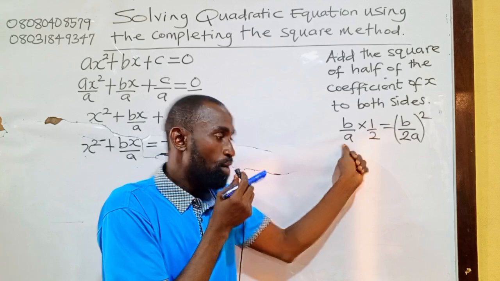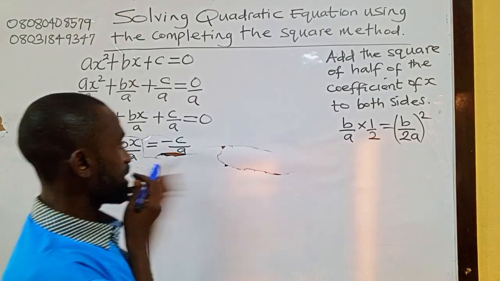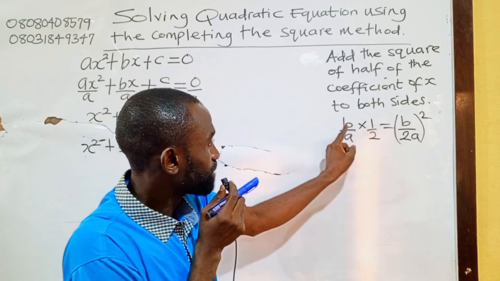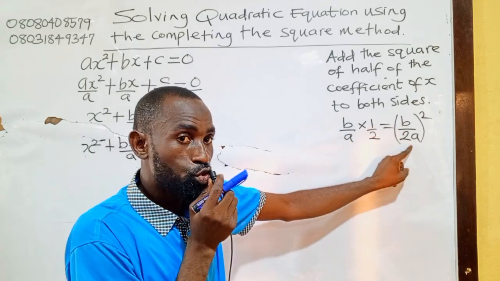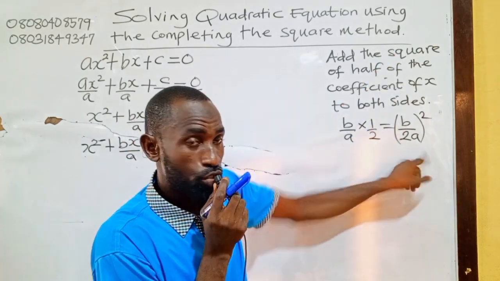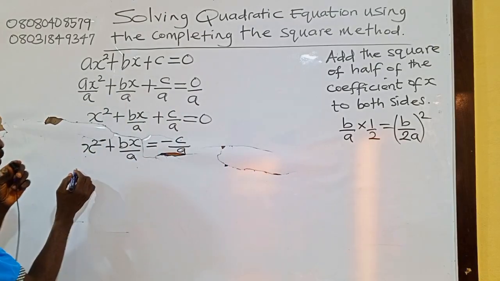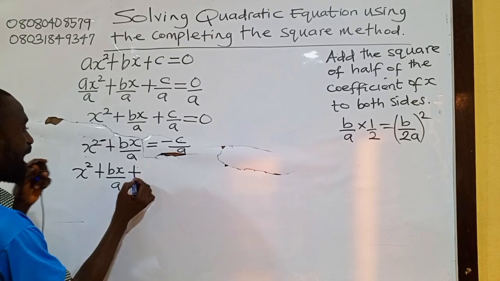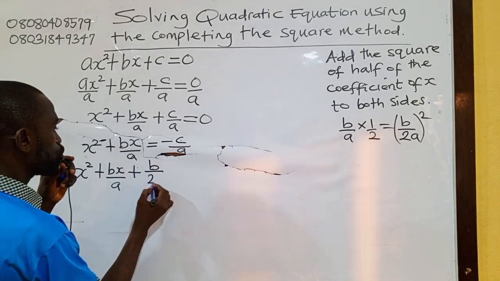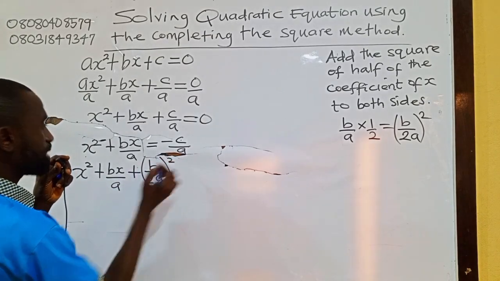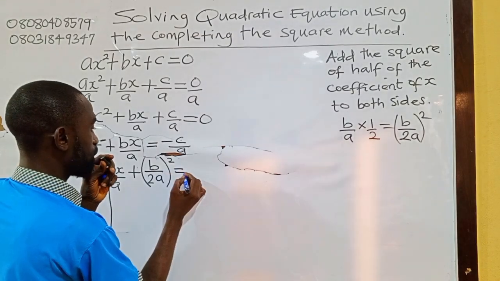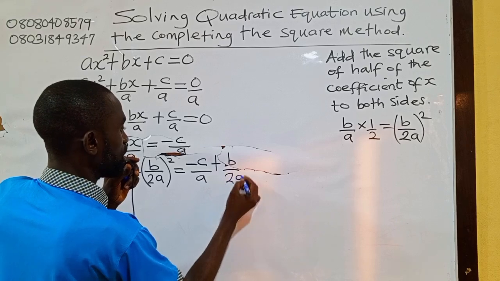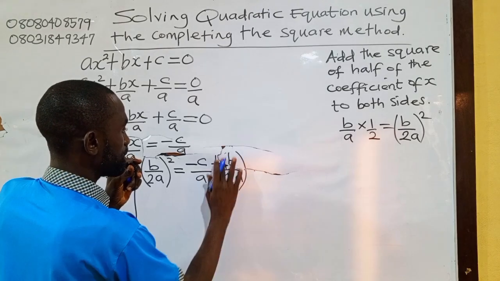Half means times half. What is the coefficient of x? b over a, so half b over a here. Half of it is what now? Times half, so 1 times b, a times c is what now? 2a. But we are going to square the result. So we are adding what now? We are adding plus bx all over a. We are adding b all over 2a, all squared, to both sides, which equals minus c all over a plus b all over 2a, all squared.